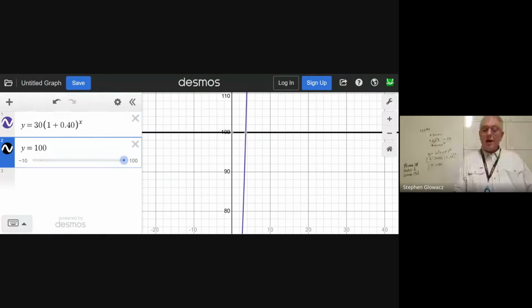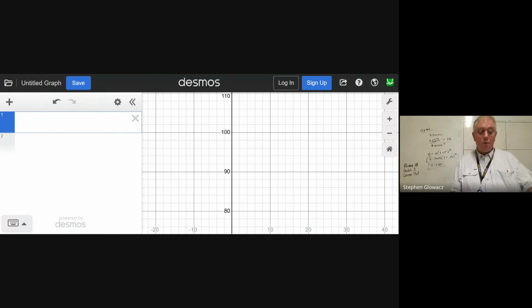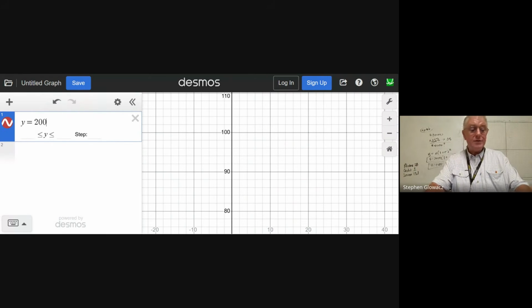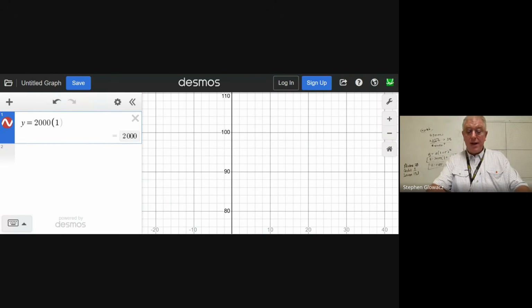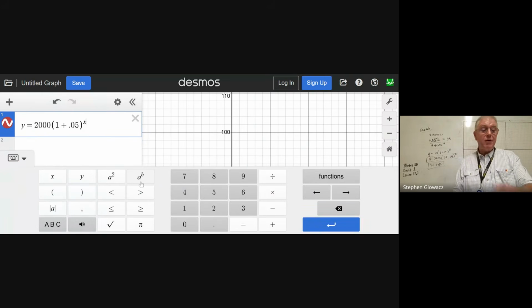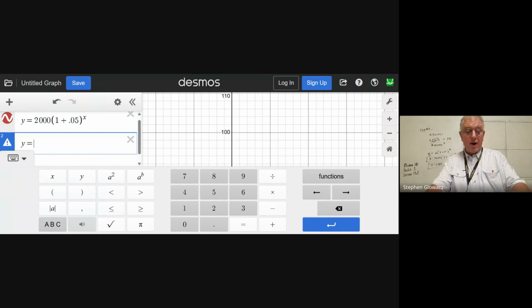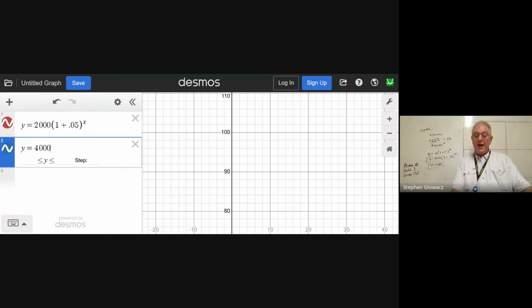All right, let's get rid of the equations that we had. So we got y equals 2,000 times 1 plus 0.05 to the power of x. Remember how we do that? We bring up our keyboard, click A to the B. That brings us into the exponent, and we type our x. Our other equation is just y equals 4,000 because we're trying to determine how long it will take for that watch to grow to 4,000.